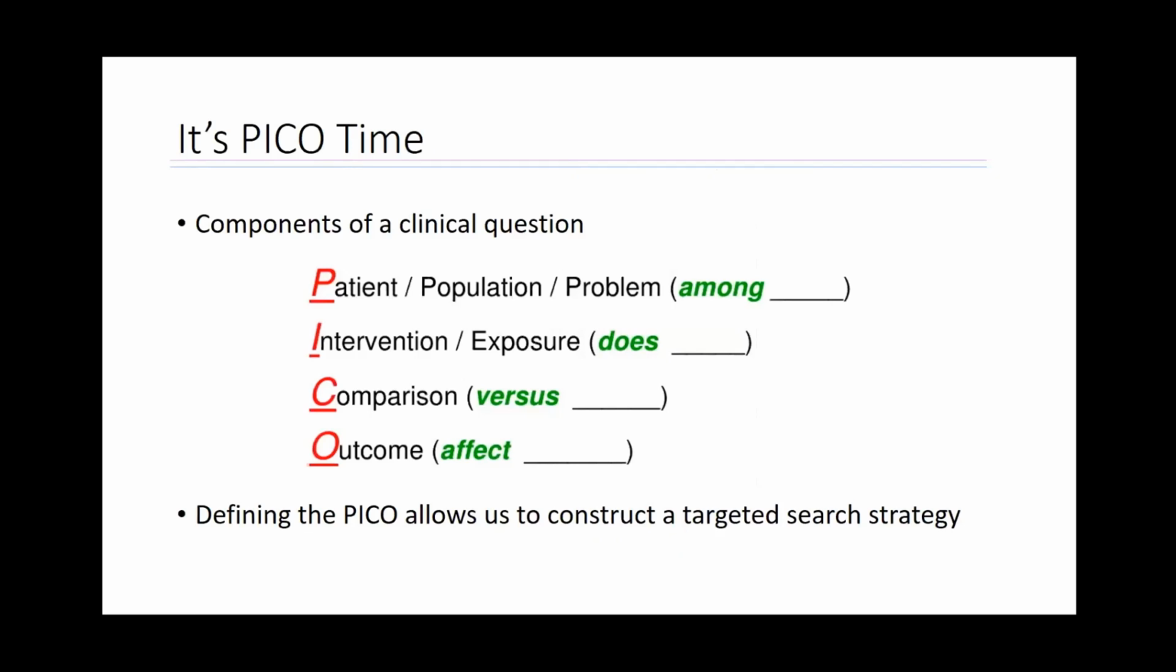So PICO stands for the patient, an intervention or an exposure, a comparison, and an outcome. And these are the different components of a clinical question that it's important to think through once something is coming up on the floors. And it's useful in the sense that defining the PICO and breaking a problem up into the elements of the PICO can help you construct a targeted search strategy and find an appropriate study or paper to answer your question.